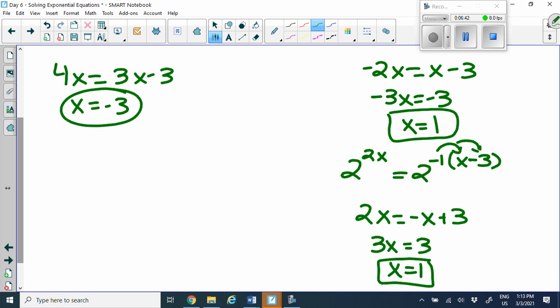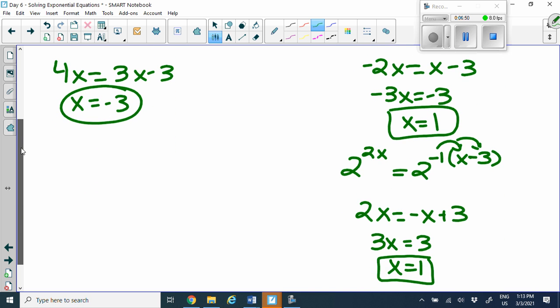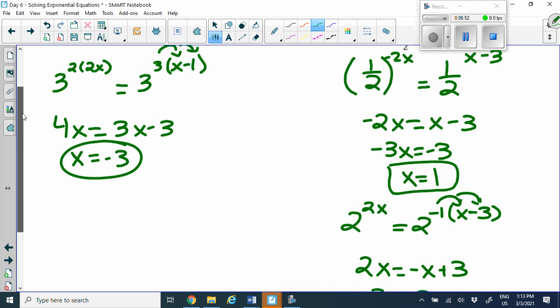So sometimes there are going to be multiple ways that you can solve these problems, meaning you can rewrite them using different exponents, okay?